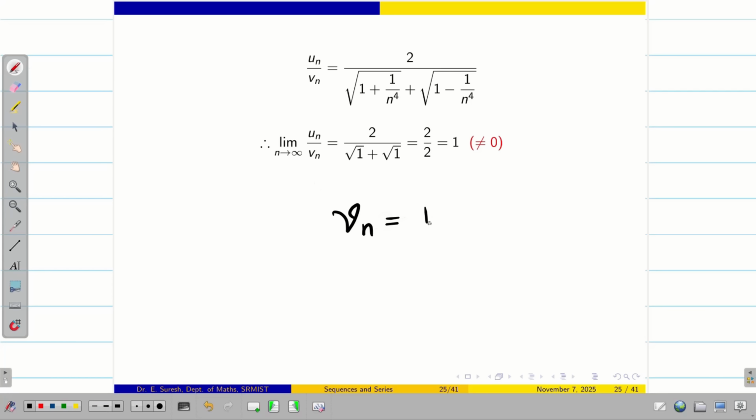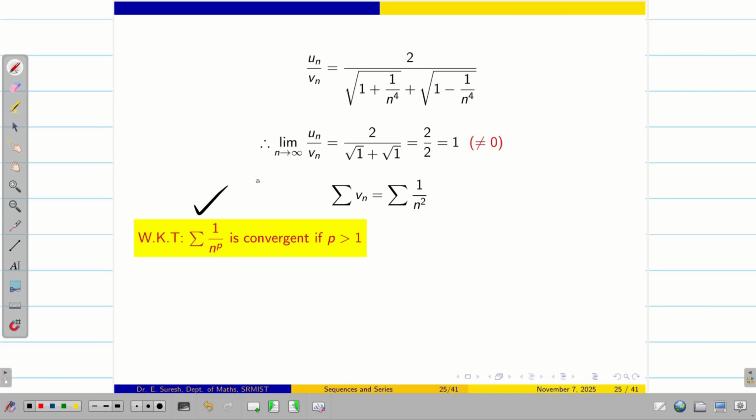The trouble giving term is 1 by n square. So let us take summation Vn is equal to summation 1 by n square. We have the standard result: summation 1 by n power p converges if p is greater than 1. Here our p value is 2. Obviously that is going to be greater than 1. So by this result we can declare summation 1 by n square is convergent.